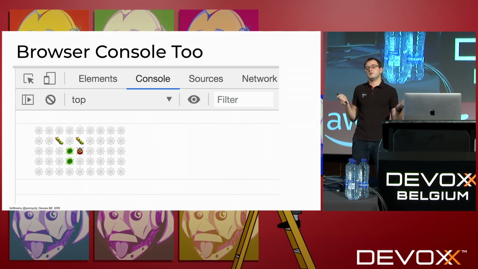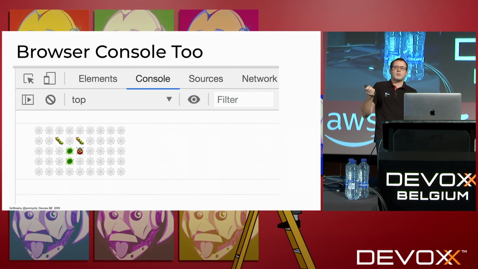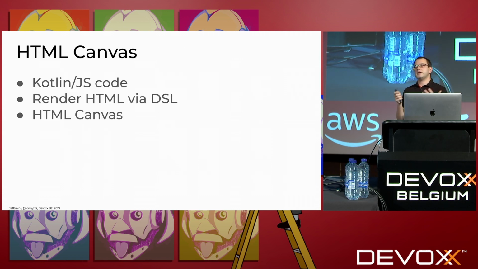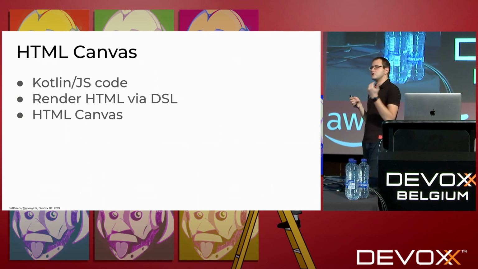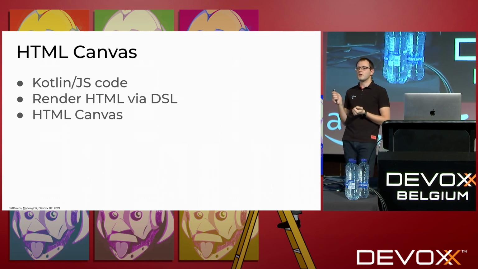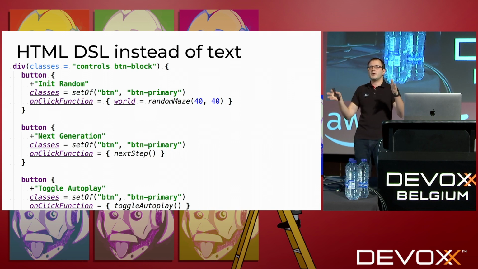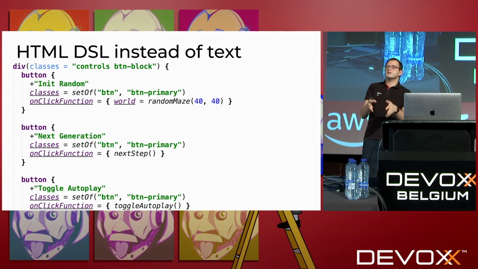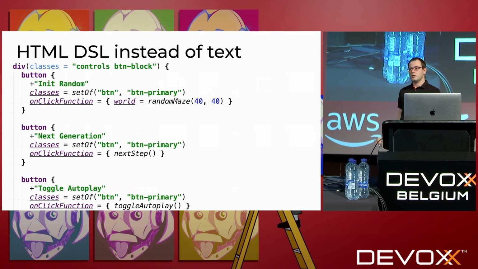But if you do so, you realize that in the browser, you can deal with HTML and a canvas, right? So I decided to give it a try, and I used the DSL for HTML to create the browser web page. It is not React. It is a pretty simple thing. This is kotlinx.html. This is a library on GitHub.